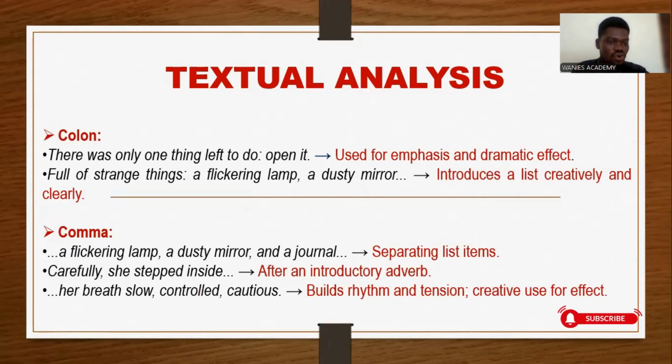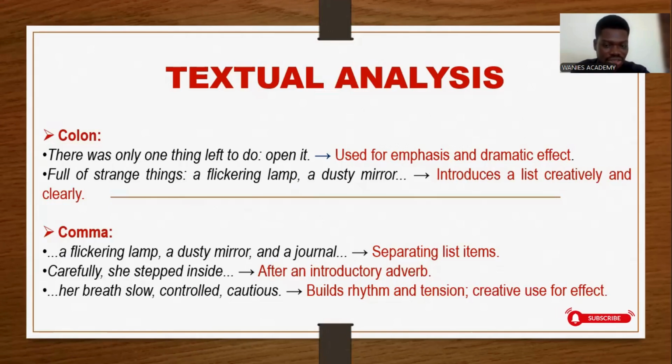The second part, we have full of strange things: a flickering lamp, a dusty mirror, and so on. The strange things are what is mentioned here. Full of strange things. That is, what are the strange things? The flickering lamp, dusty mirror, and the rest. So it introduces a list creatively and clearly. So we have a colon. Then after that, we have what? The list of the strange things, as mentioned in the first part of the sentence. Therefore, the comma: a flickering lamp, a dusty mirror, and a journal. Of course, here we use the comma to separate the list of items.